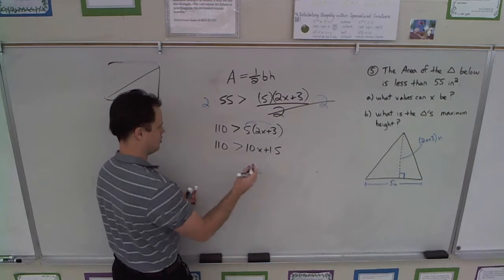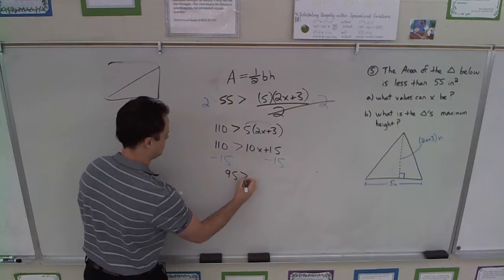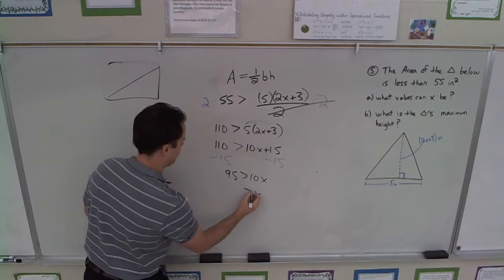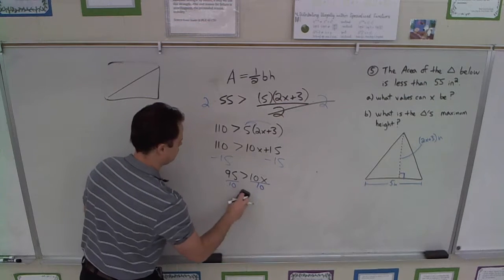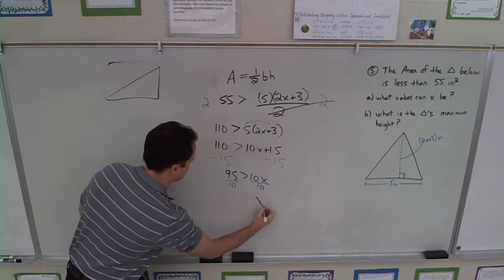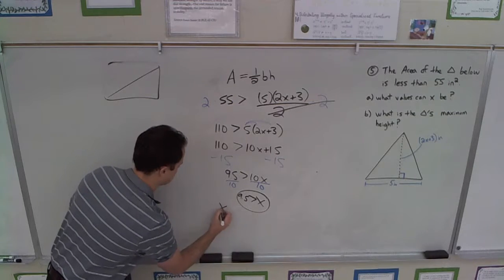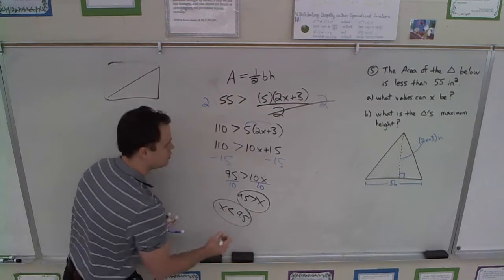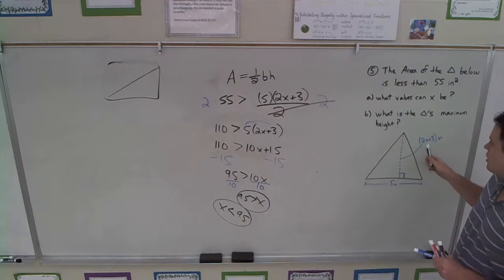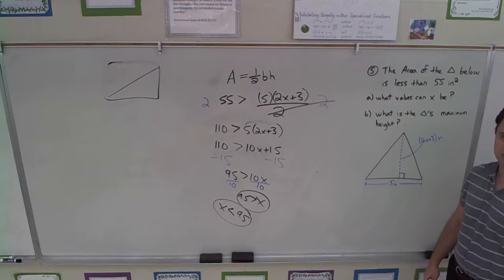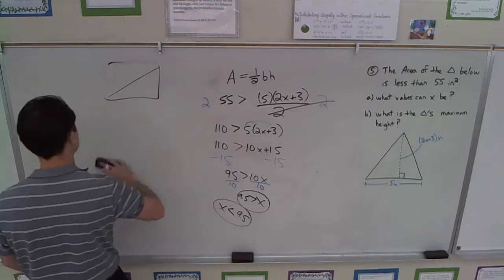Oh, and I'm going to subtract 15 and get 95. Divide by 10. Running out of space. Is that 9.5? Yep. So x has to be less than 9.5. So for this triangle to have an area of less than 55, this x has to be less than 9.5. That's part A. So that's part A's answer. We could graph it, but I'm just not going to this time.